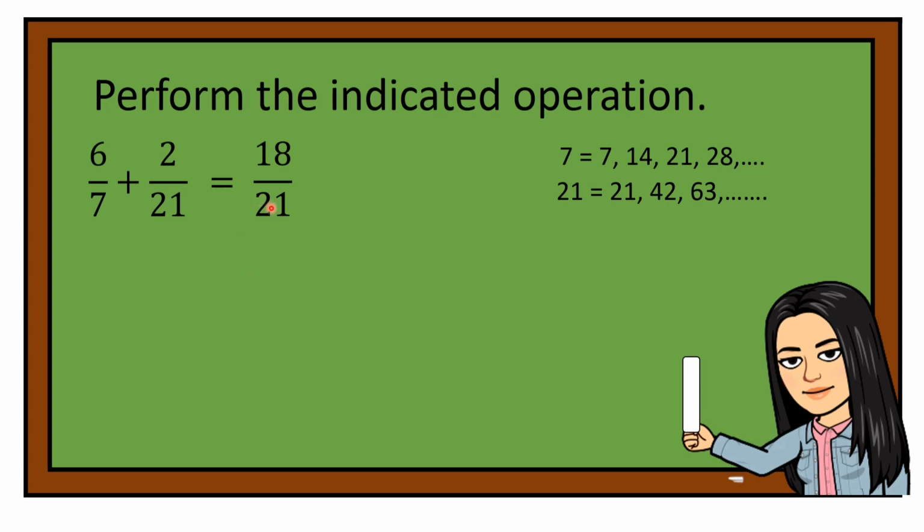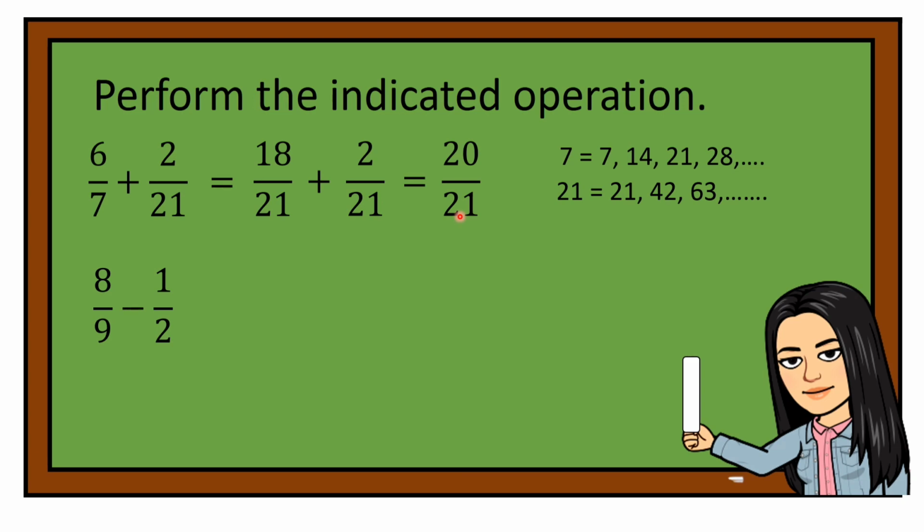So, 21 divided by 7 is equal to 3, times 6 is equal to 18. Copy the operation, which is addition. And then 21 divided by 21 is 1, times 2 is equal to 2. Since we have here similar fractions, we can now add the numerators. 18 plus 2 is equal to 20. And then copy the LCD, which is equal to 21.